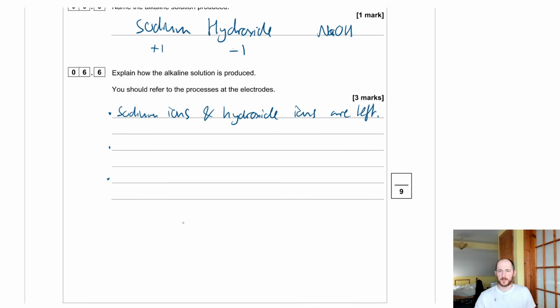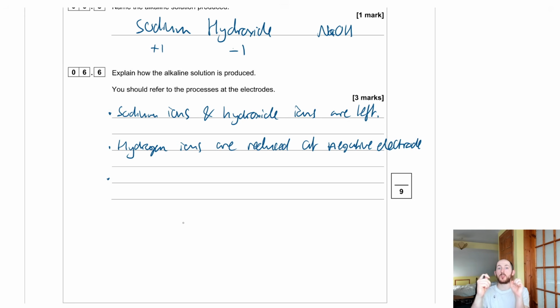Now, because hydrogen ions are reduced at the, I'm going to write it out actually, negative electrode. Why would that be? Well, remember, hydrogen ions are positive, so they go to the negative side because opposites attract. So you have this negative electrode, you have hydrogen ions, but they're positive, so they want to go to the negative side, in the same way that OH minus will go towards the positive side, to produce hydrogen.